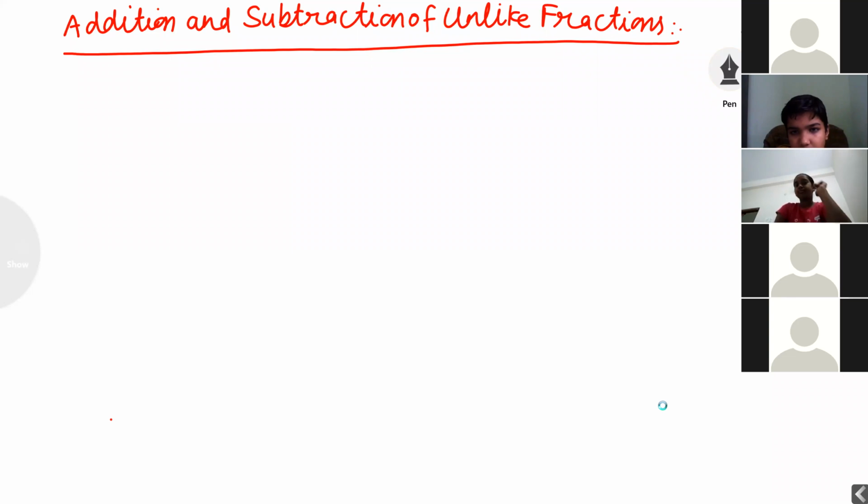There are two methods to solve addition and subtraction of unlike fractions. The first method is cross multiplication. The second method is the LCM concept. Whichever method is easy for you, you can apply that method. I will explain both methods. Okay.